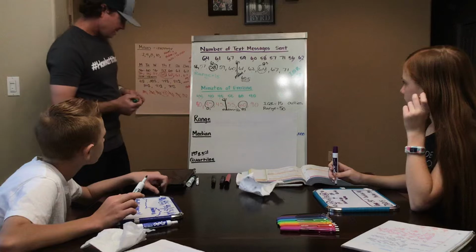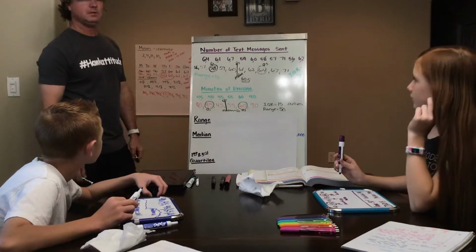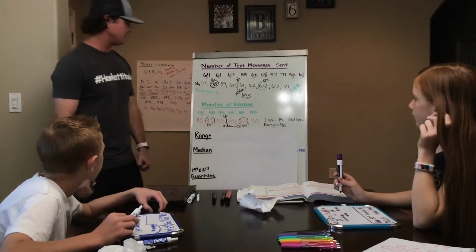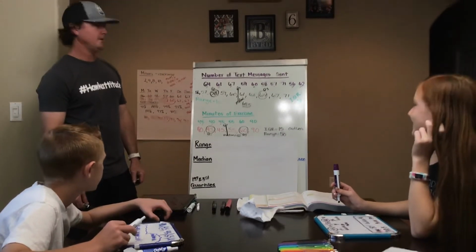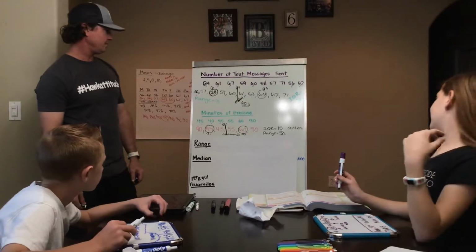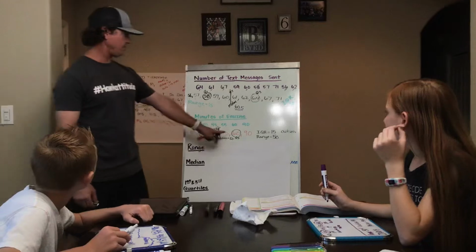Okay. And then we have one more thing to think about, an outlier. When you just look at this set of numbers, does it look like one of them doesn't belong? Which one, Colby? 90. Why? It's 30 more than 60. Yeah, it's 30 more than our next biggest number.